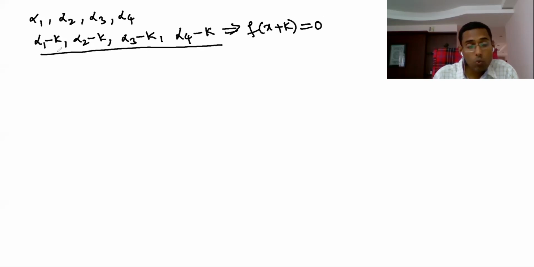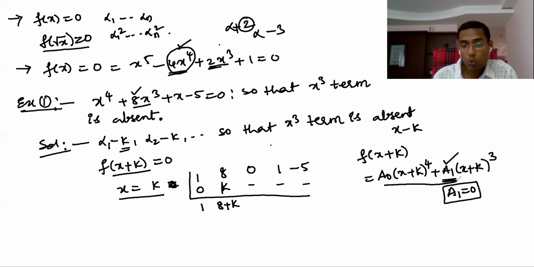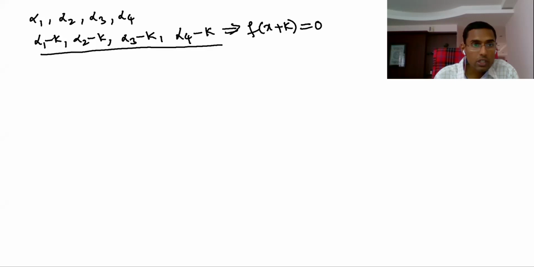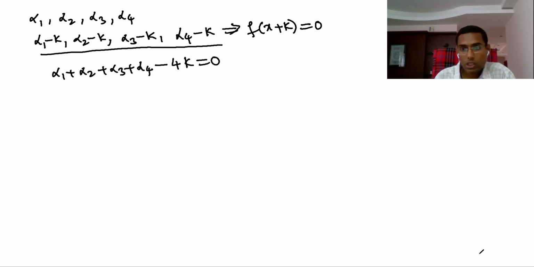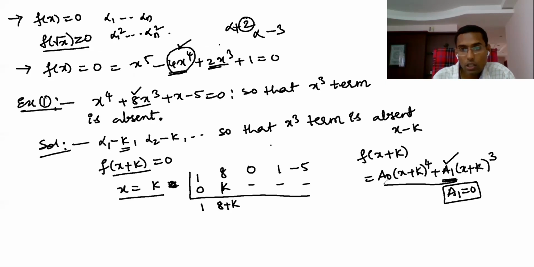Then what I know is that the sum of the roots gives the x cube coefficient. What is the sum of the roots? Sum of the roots is alpha 1 plus alpha 2 plus alpha 3 plus alpha 4 minus 4k. This I want 0. Sum of the roots is a1 by a naught, and that I want 0.